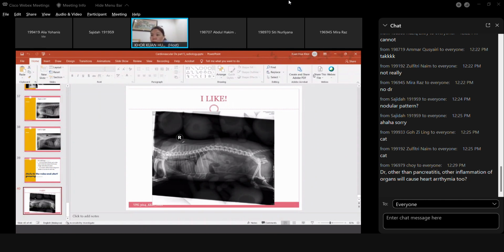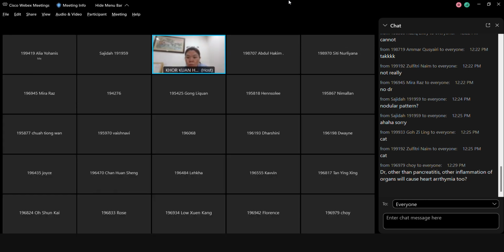All right. Other than pancreatitis, other inflammation of the organs will cause heart arrhythmia too. Now, heart arrhythmia can be affected by many differentials. Electrolyte imbalance also can. Animals coming into shock also can. Many things. Okay, potassium very high, potassium very low, arrhythmia can occur. Animal comes down with shock, they are almost dying, arrhythmia also can occur. So it's not just pancreatitis or inflammation of the organs that gives you arrhythmia. All right, physiology also can. I'm so scared, my heart rate increased. That one is also arrhythmia. Okay, go back to your definition of arrhythmia to understand.